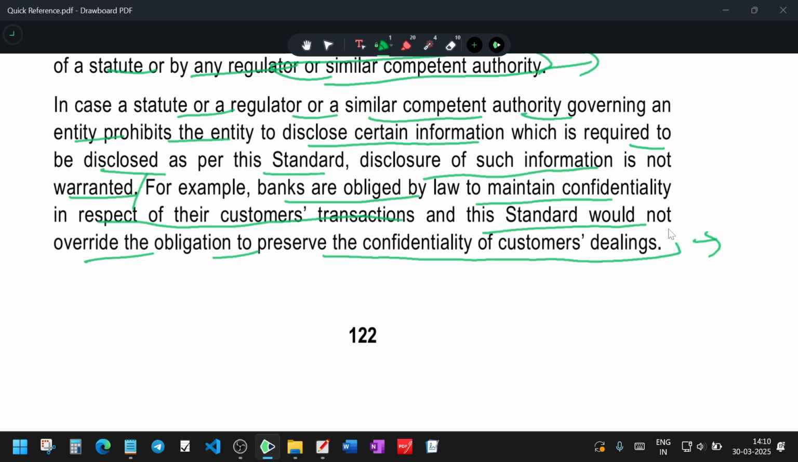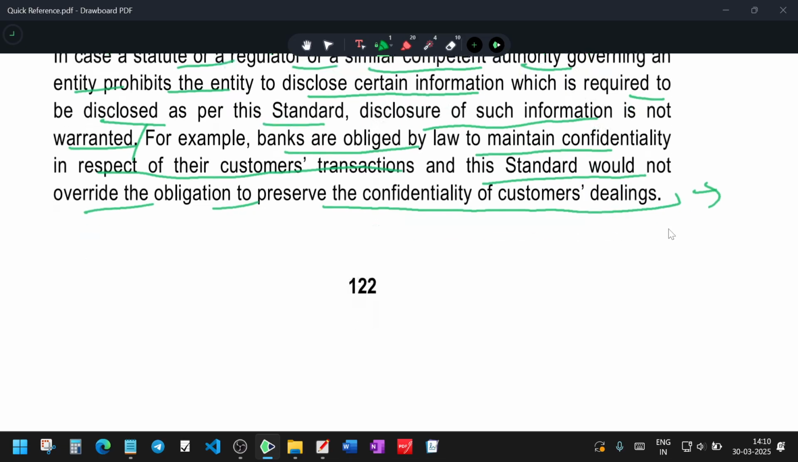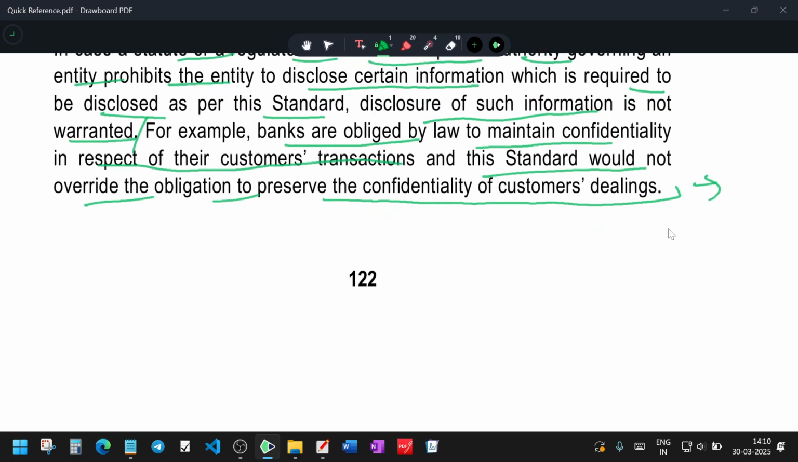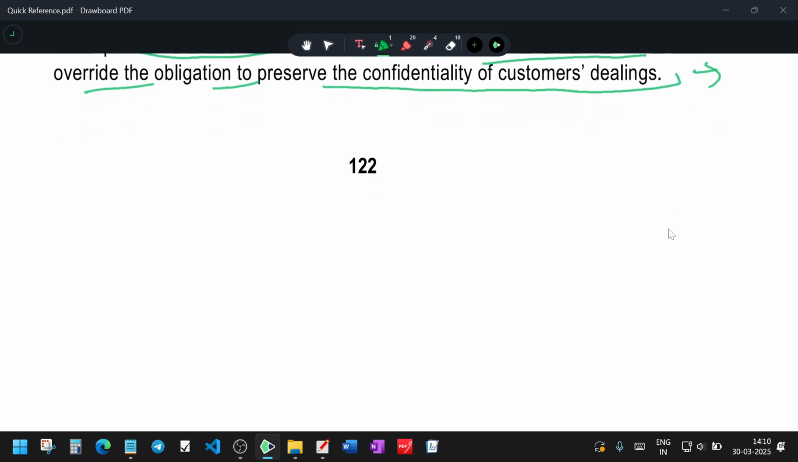RBI clearly states that no customer information should be leaked out. But if a company says so, as per the Ind AS statement, they are required to disclose this information. Now, what will happen? This will create a violation of law. So they can't do it. So some law may prevent the disclosure of such confidential information, so we should follow that confidentiality.